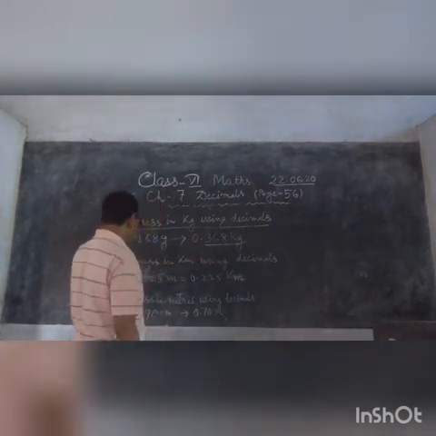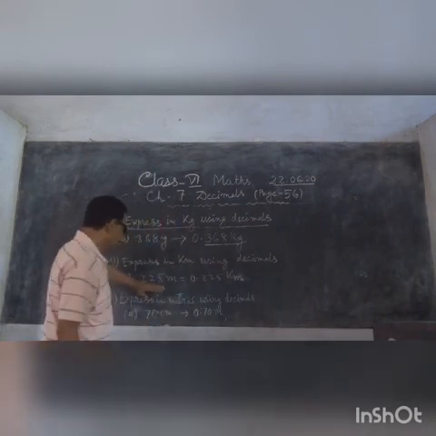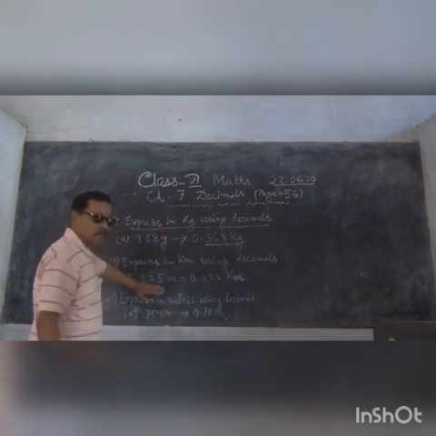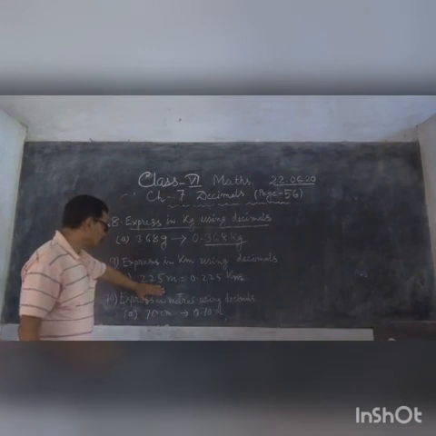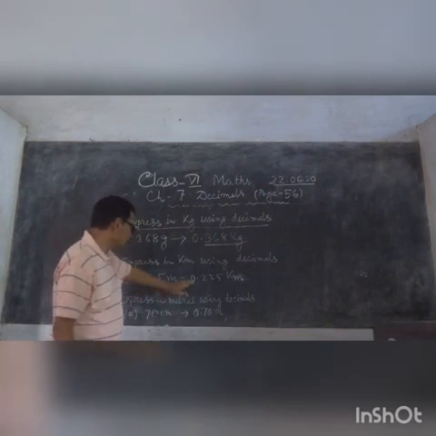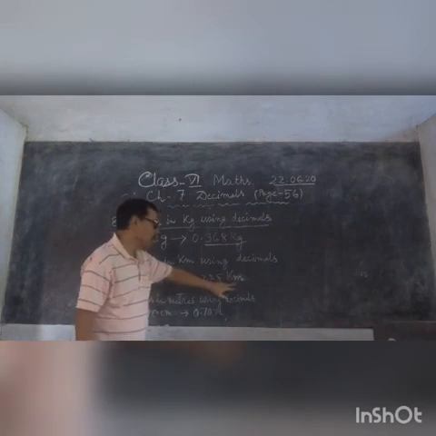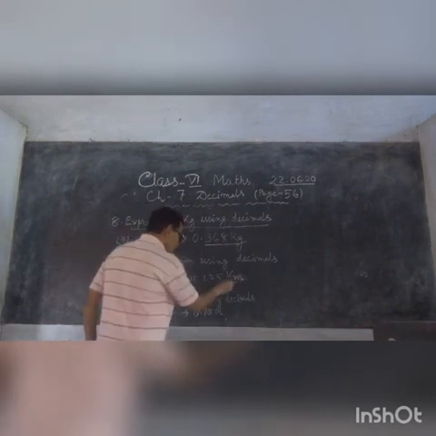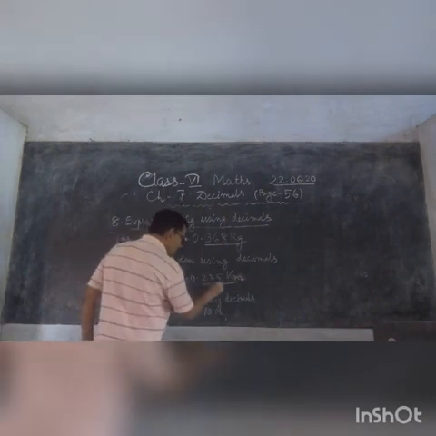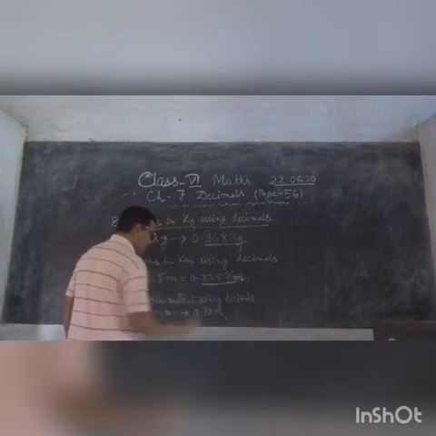Similarly, express in kilometers using decimals. Here it is given in meters. We know that 1000 meters make a kilometer. So if you convert this meter, you have to write it like this: 0.225 kilometer. This is kilometer. When you put this decimal, it is not meter, it is kilometer.